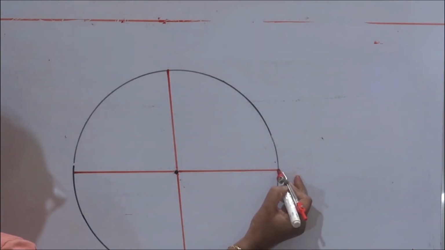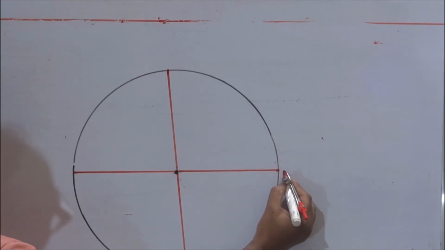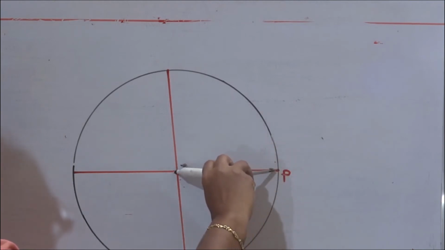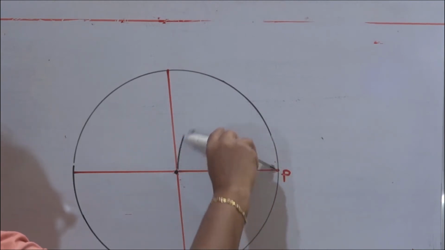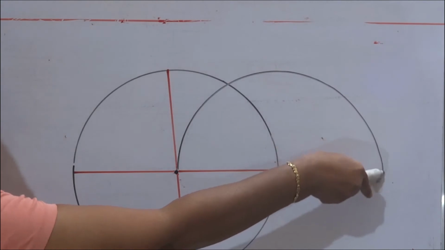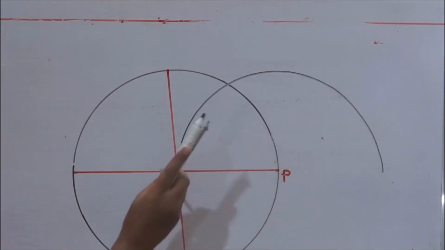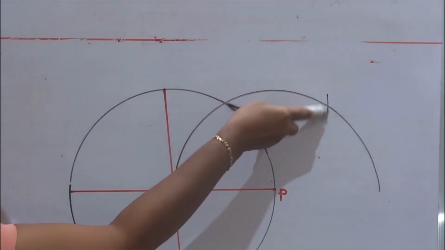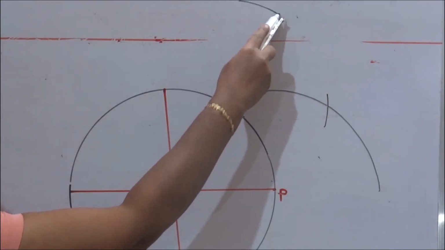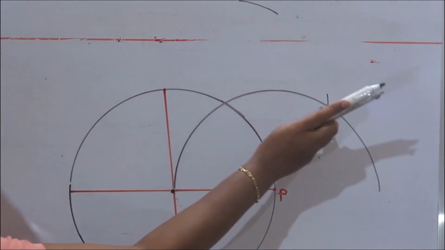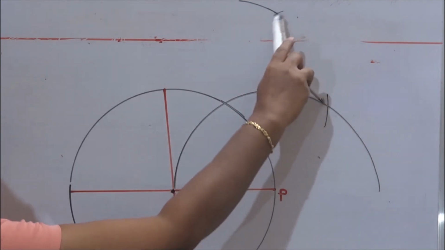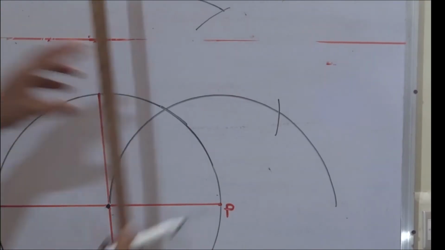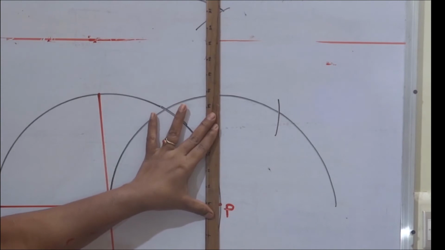I'll show you how to make the tangent at this point P. Let me take this distance. Make a semicircle here. Without disturbing the compass, make 2 more arcs, and keeping the needle at those 2 arcs, we have to make 2 more arcs. Now join the point of intersection of these arcs with the point P.